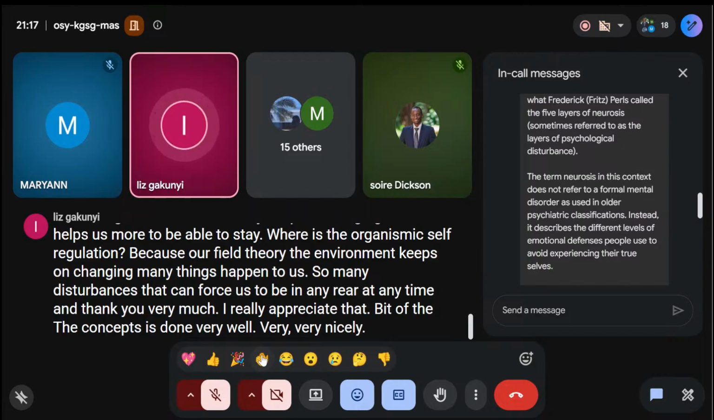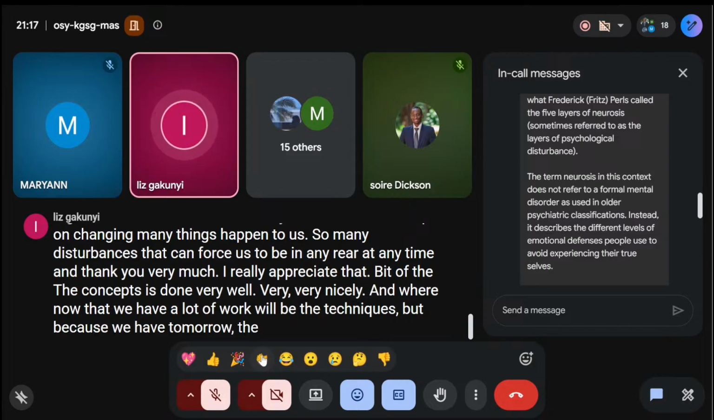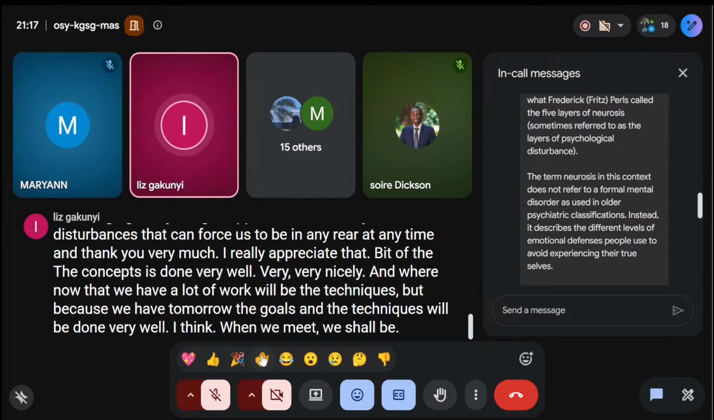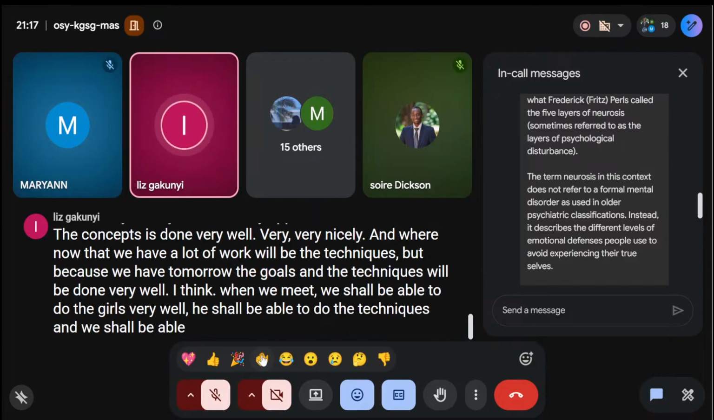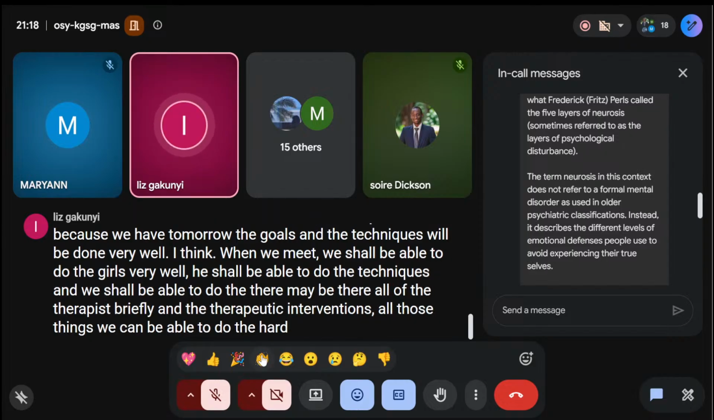Where we now have a lot of work will be the techniques, but because we have tomorrow, the goals and the techniques will be done very well. I think when we meet, we shall be able to do the goals very well. We shall be able to do the techniques, and we shall be able also to do maybe the role of the therapist briefly and the therapeutic interventions. All those things we can be able to do. The hardest part was that one.